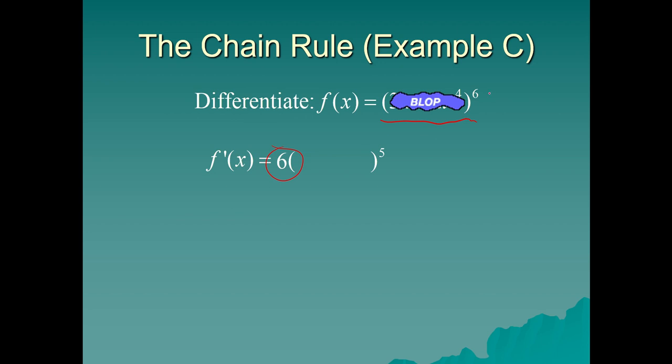Then 6 minus 1 is going to be 5 in the exponent, and copy our inner function, which is stated in the second step. And we derive our inner function next. The derivative of 3x is 3. The derivative of 2x raised to the power of 4 is 8x to the power of 3.